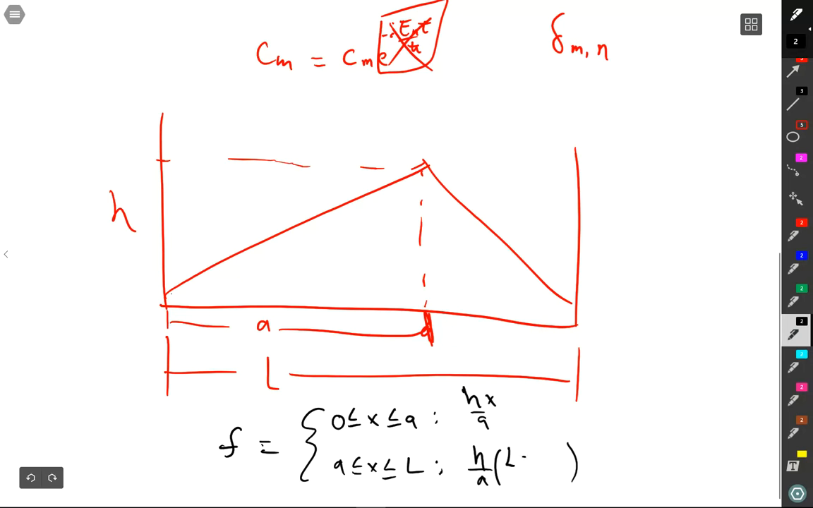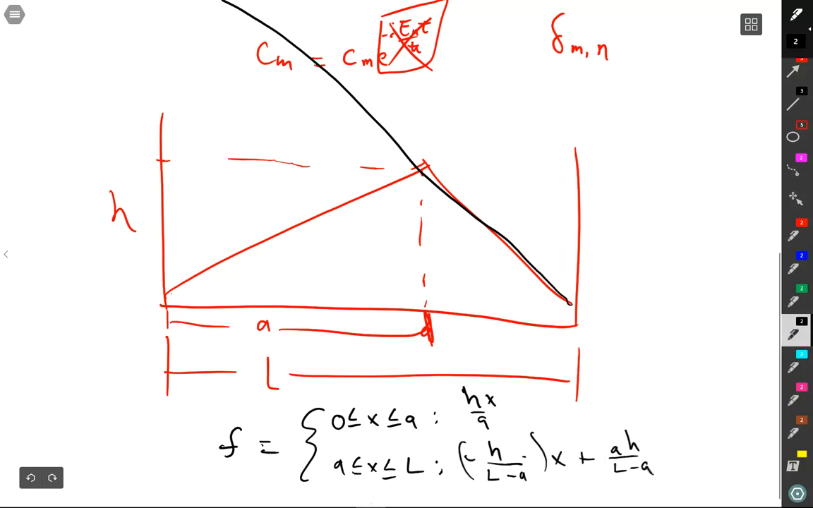Okay, I don't feel like sitting here and thinking it through, and it's not hard. You have to find the y-intercept up here, and then the slope. The slope is minus h over l minus a. So we have that times x plus the y-intercept. That's the long way of writing it. And then if you combine them, you would have that. Okay. So those are the functions.